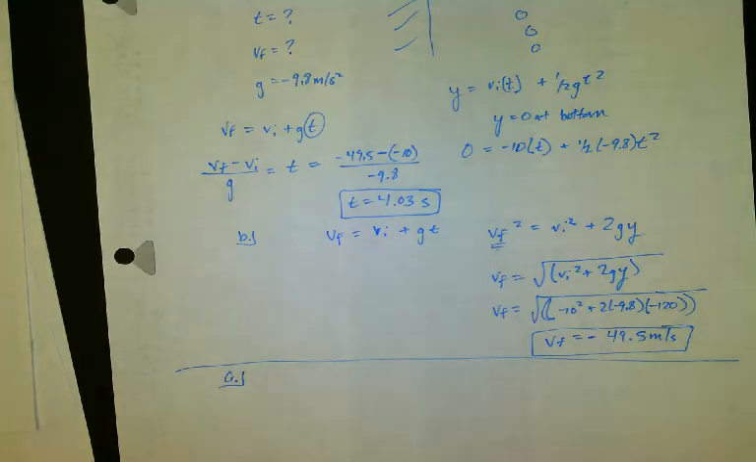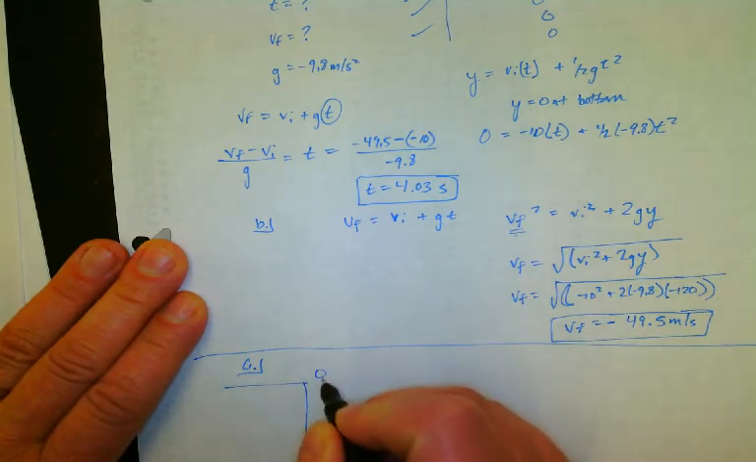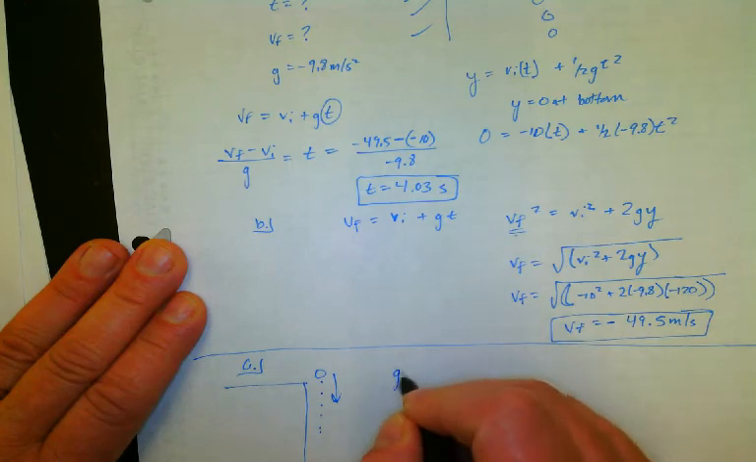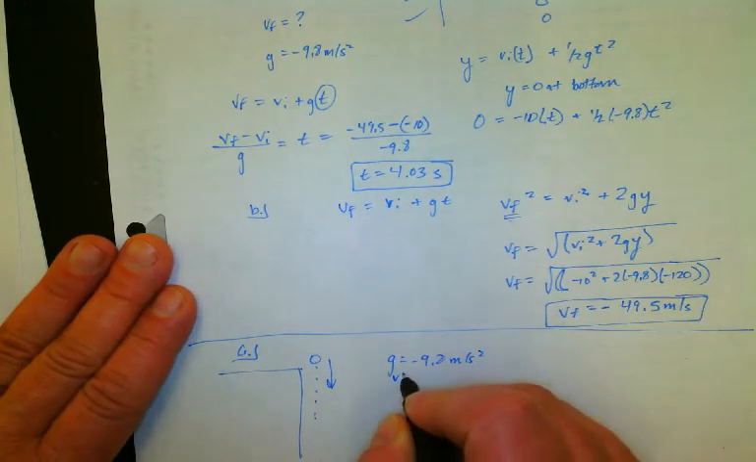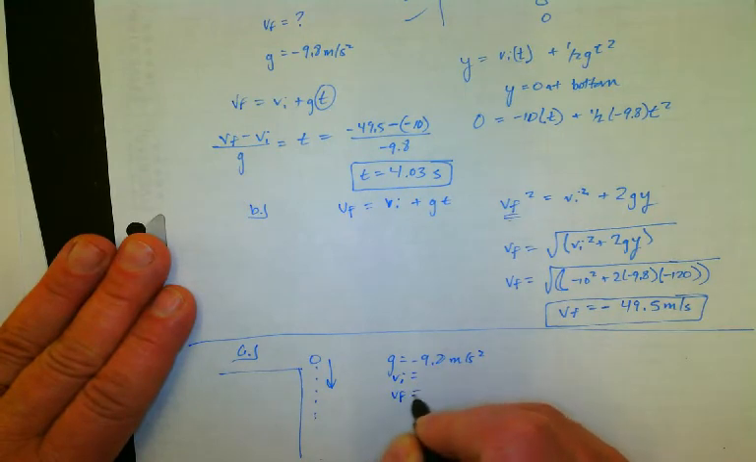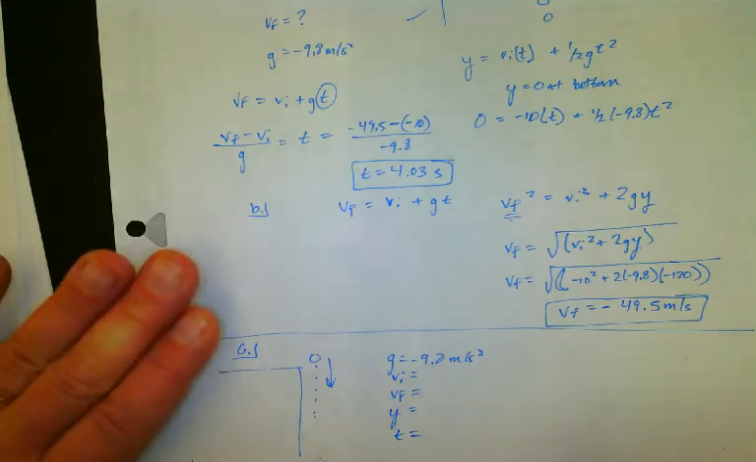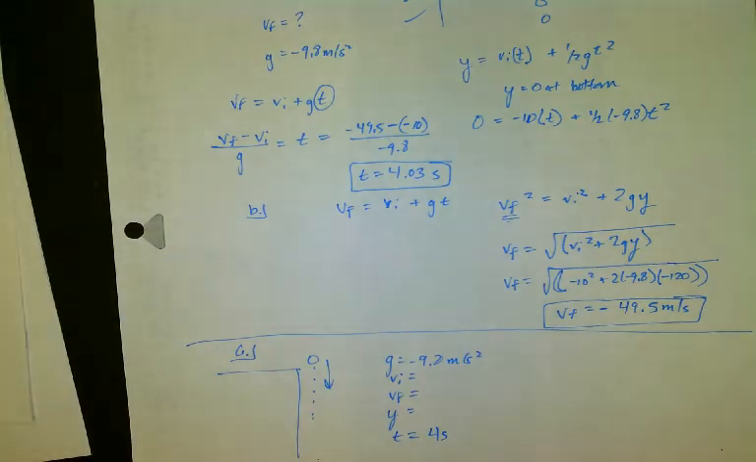Number 6. It says when a kid drops a rock off the edge of a cliff, it takes 4 seconds to reach the ground. So we have just a falling object. Initial velocity, vf, y, and t. So it says it takes 4 seconds to reach the ground. So that's total time. So not a parabola.